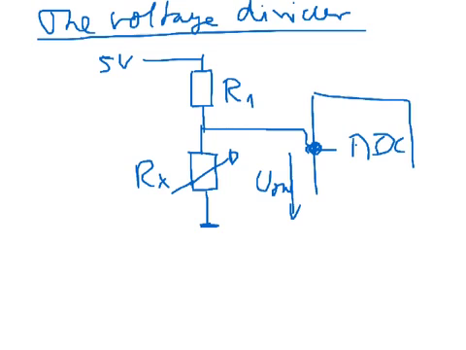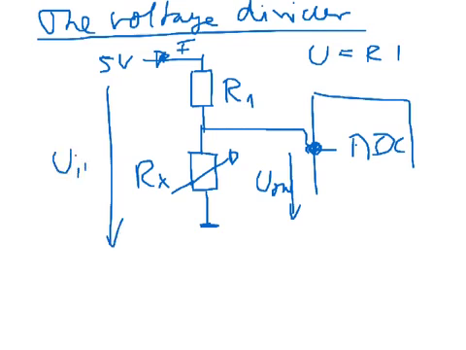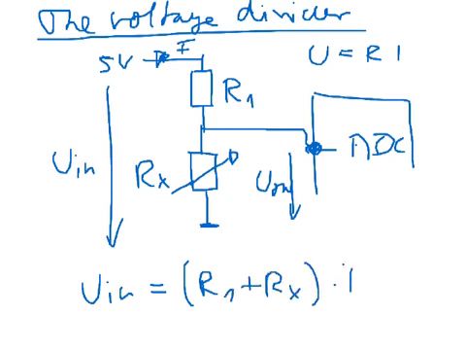How is this going? Well, let's consider there's some current flowing into the circuit. So using Ohm's law, we can write down U in. We can write down that U in equals R1 plus Rx times I. So these two resistors are in series now.